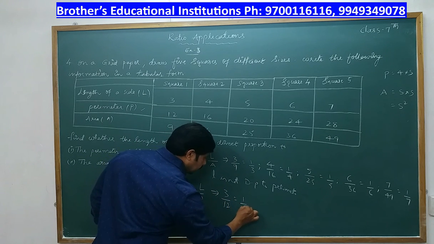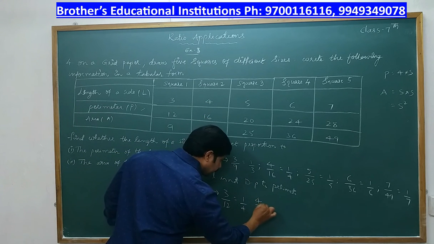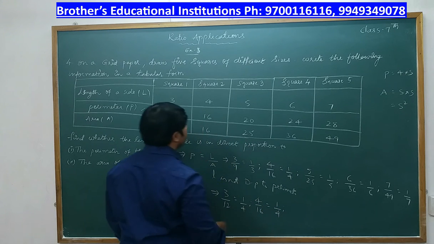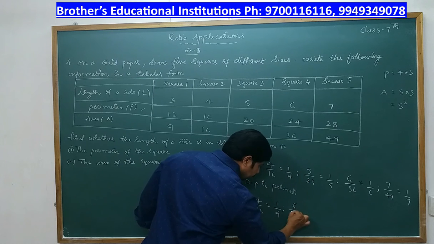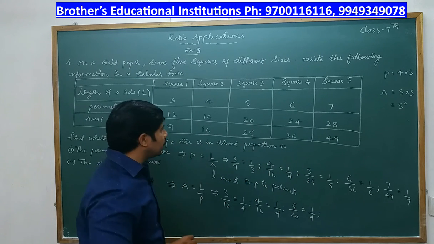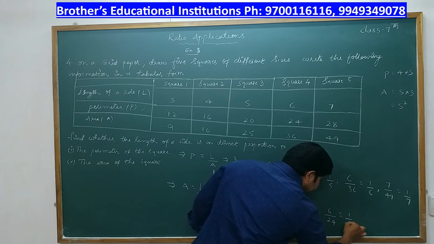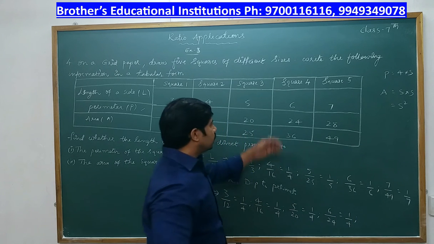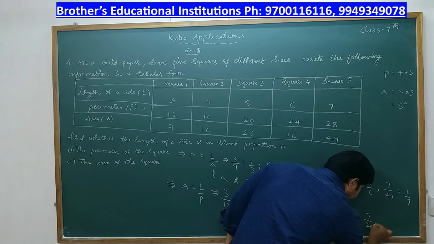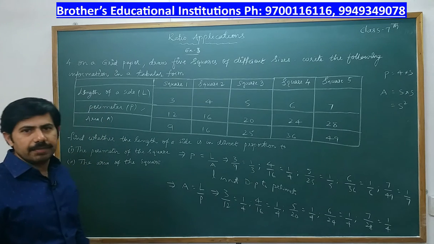3 ones are 3, 4 fours are 1 by 4. Then 4 by 16, it is 1 by 4. Then 5 by 20 is also 1 by 4. Then 6 by 24, it is 1 by 4. Then we have 7 by 28, which is also 1 by 4: 7 ones are 7, 7 fours are 28. So throughout, the constant is the same, that is 1 by 4.